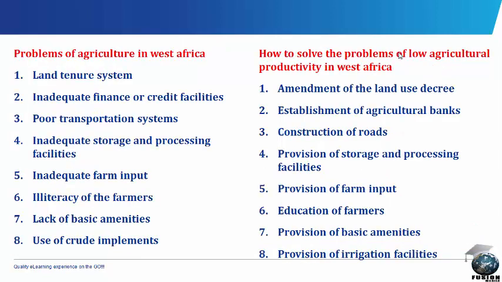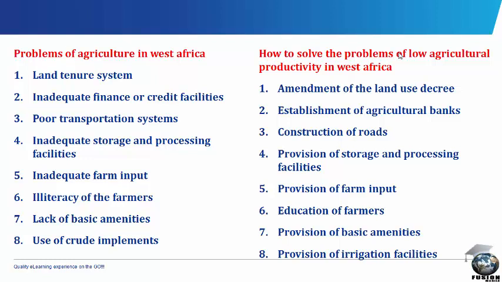Problems of agriculture in West Africa. Problems of agriculture in West Africa include land tenure system, inadequate finance or credit facilities, poor transportation system, inadequate storage and processing facilities, inadequate farm inputs, illiteracy of the farmers, lack of basic amenities, use of crude implements. Land tenure system: the type of land tenure system in West Africa discourages farmers from acquiring land for large-scale farming.